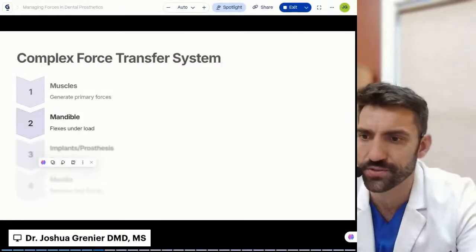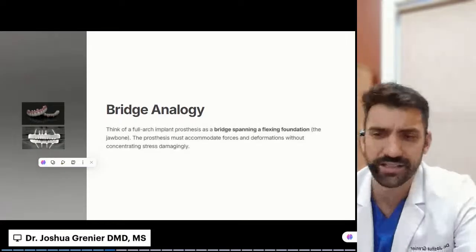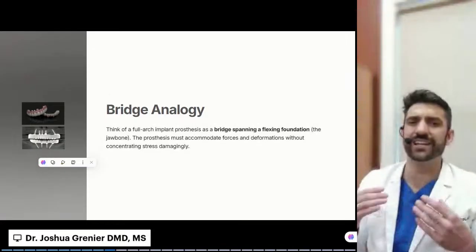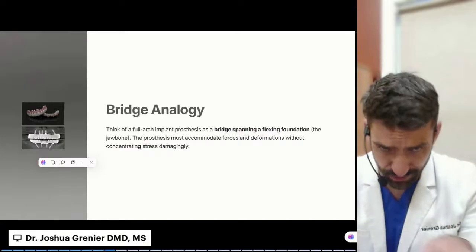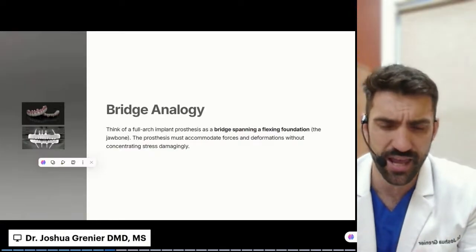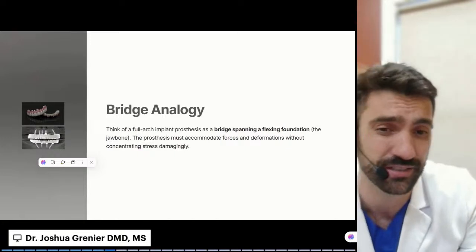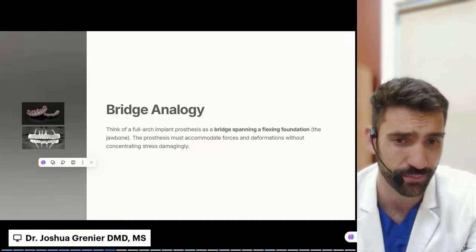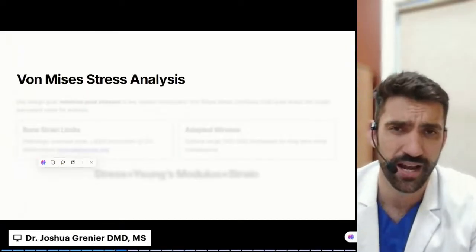So, yeah, muscles, mandible, implants, and then finally the maxilla. And the idea is to create a bridge, and it's a bridge on a flexible foundation. It sort of floats, and any overuse of any abutment or prosthetic is going to almost certainly cause problems. Now, how do we determine how things are going?